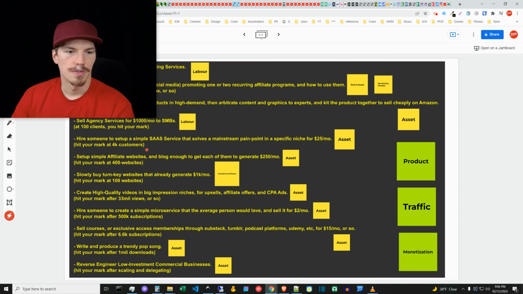Next point, hire someone to set up a simple SaaS service that solves a mainstream pain point in a specific niche for $25 a month. Hit your mark at 4K customers. So really simple. You pay someone to set up a simple service, typically automated through software, and it's a cheap price, and that's definitely an asset.